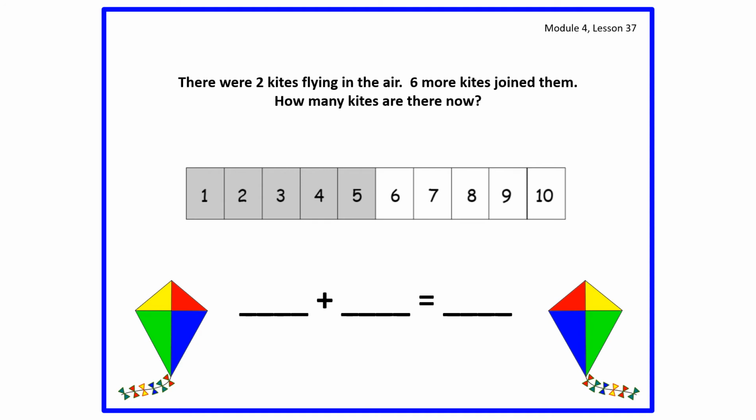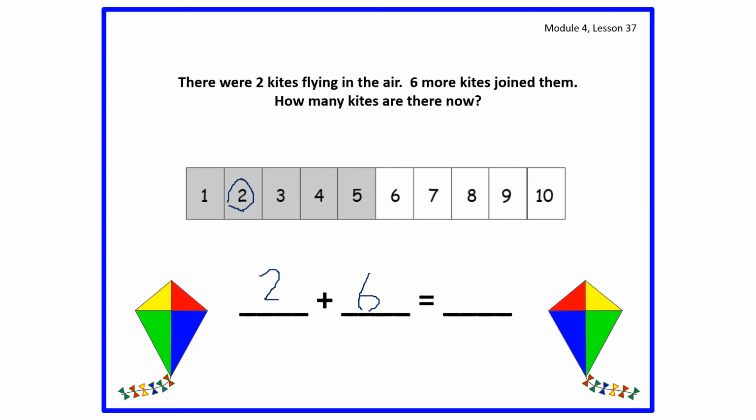Well, let's check. Let's see how many kites we had in the air. We had 2 kites flying in the air. So let me write that. We have 2 kites flying in the air. Plus 6 more kites join them. So 2 plus 6. Let me start on my number path today. So we're going to have 2.